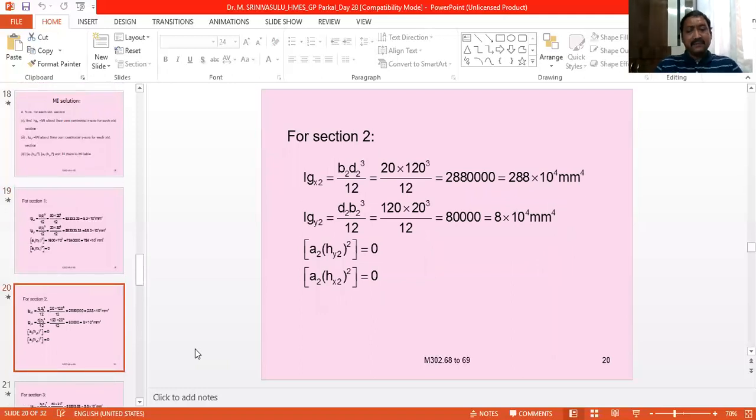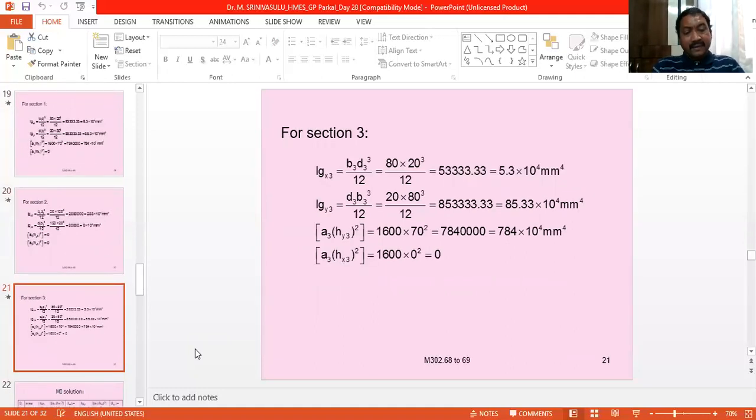Now for section 2, similarly, IGX2 is equal to B2 D2 cube by 12. By substituting the values, it is equal to 288.0 into 10 power 4, and IGY2 is equal to D2 B2 cube by 12, that is equal to 80,000, that is 8 into 10 power 4. And here hy2 is equal to 0 and hx2 is also equal to 0. Therefore, the value of these terms will be 0.